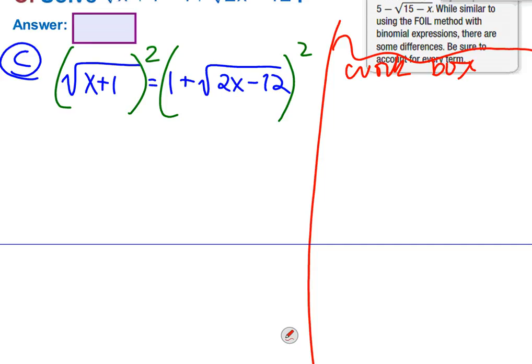And in this workbox, the left side I am not worried at all about, because I have the square root of x plus 1 squared. When we square root and square, they just get rid of each other. It'll be x plus 1. I'm already happy about that.